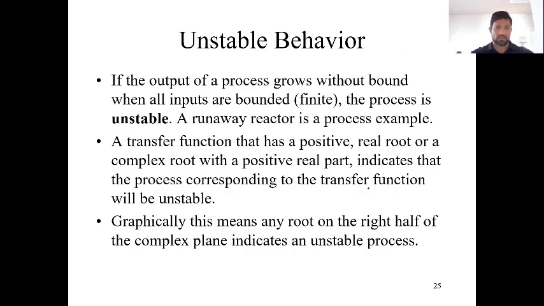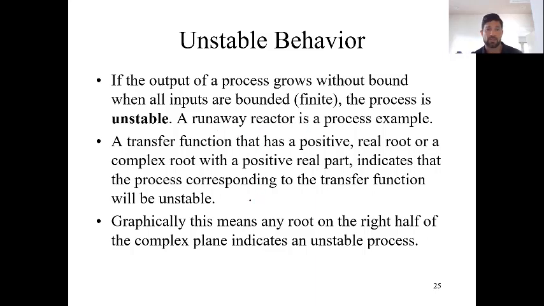As a quick summary, if the process is unstable, that means it grows when there's any sort of change in the input. Any change in the input, whether finite or bounded, is going to cause an unbounded change in the output. If you have a stable process, a bounded change in the input can only lead to a bounded change in the output. The example here is a runaway reactor.